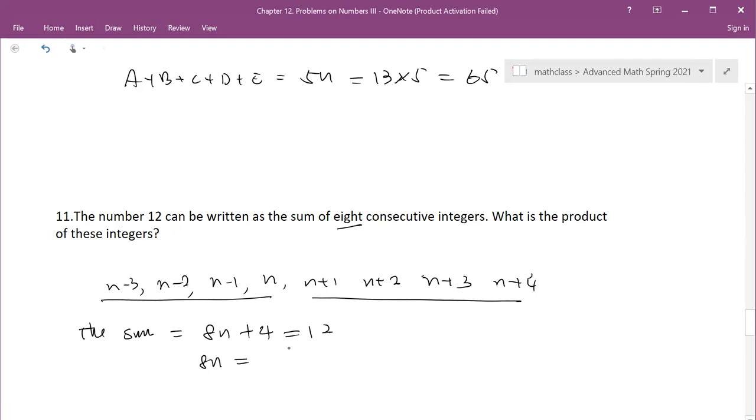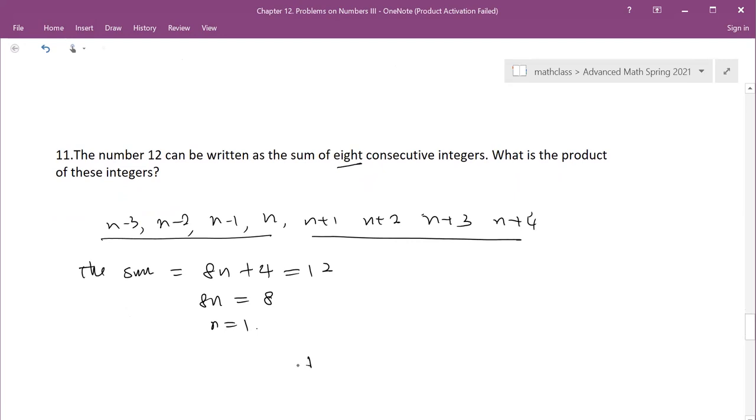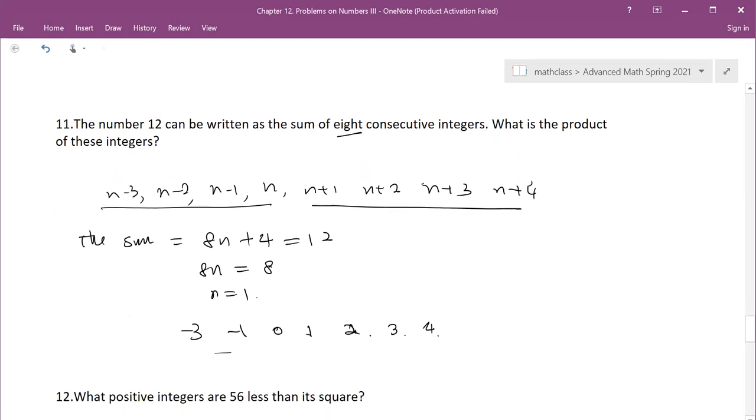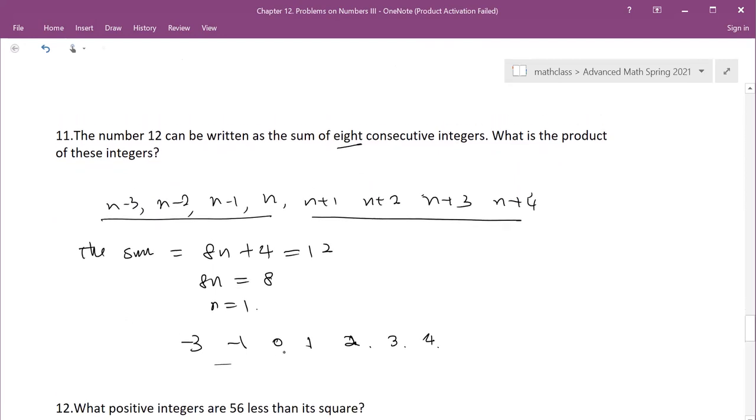Then 8n is going to be what? Is going to be 8. So n is going to be 1. So the 1 in the middle is a 1. So you get 1, you get 0, negative 1, negative 2, negative 3, and 2, 3, and 4. So clearly the product is going to be 0, because in this sequence there is a 0. So the product is going to be 0. I think it's better to express consecutive integers in this form, okay? So there are lots of cancellations here.